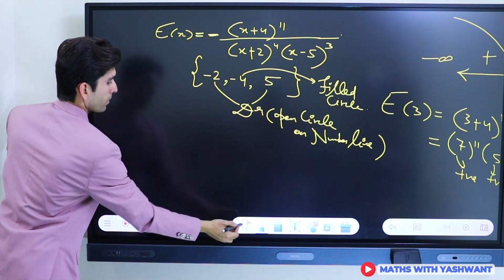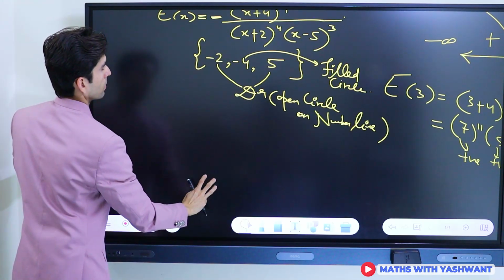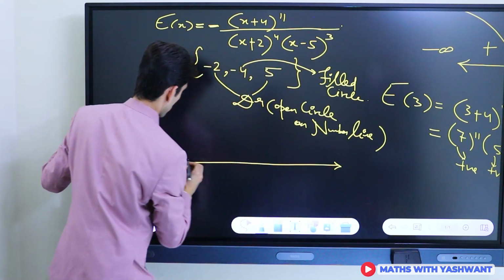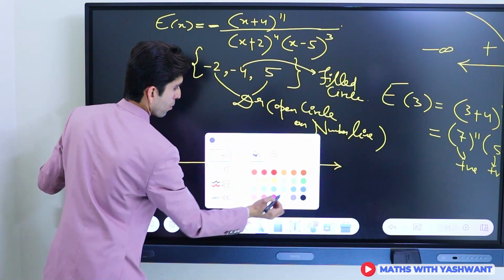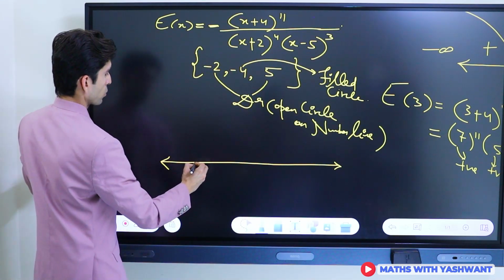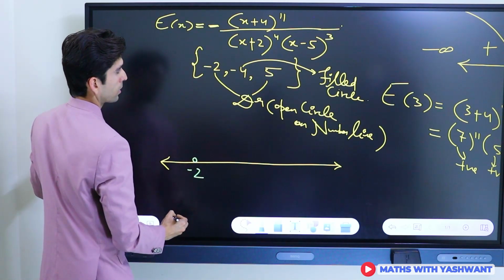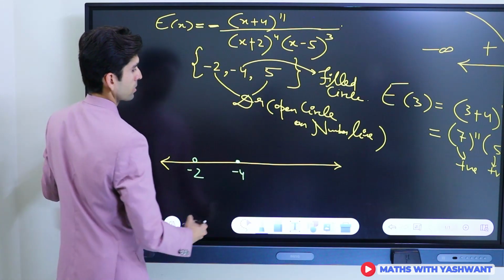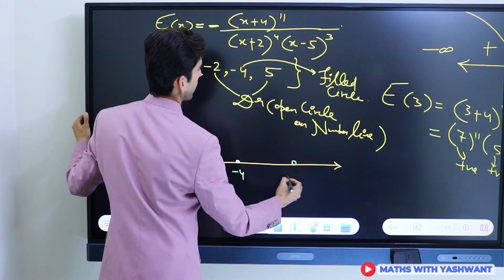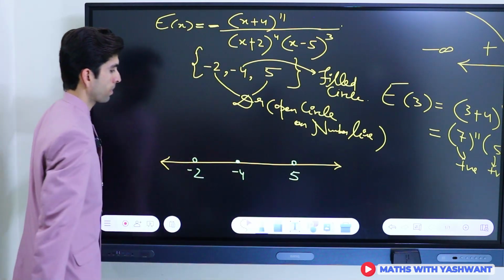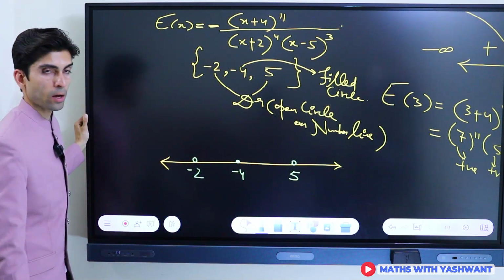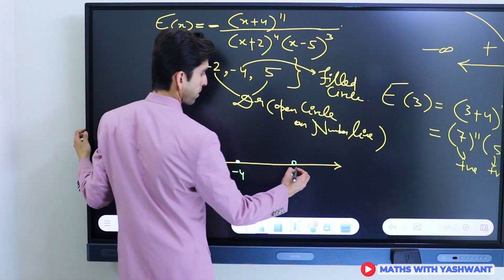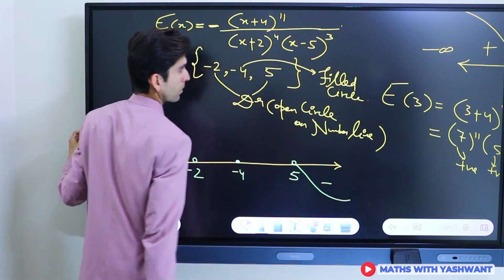So we draw the number line and we mark the critical points. Minus 2 we mark using an open circle, minus 4 using a filled circle, and 5 again using an open circle on the number line. Now we start drawing the curve from the right side of the rightmost critical point, and because we have a negative sign, we start the curve from below the number line.